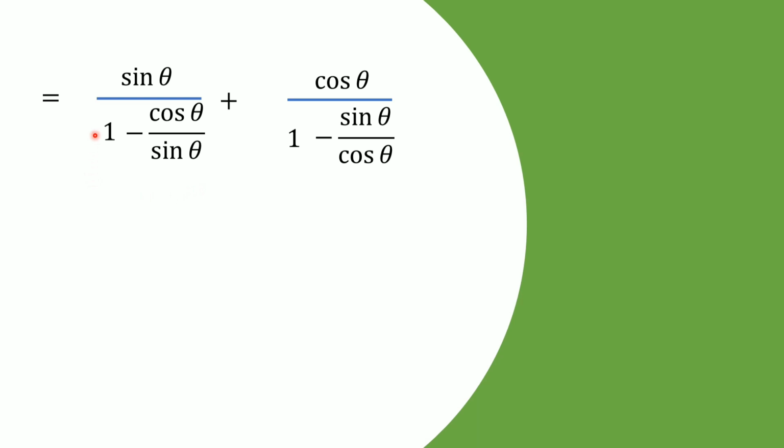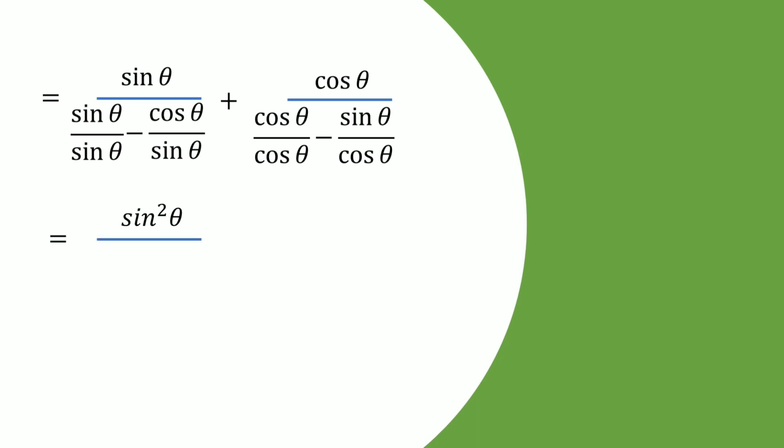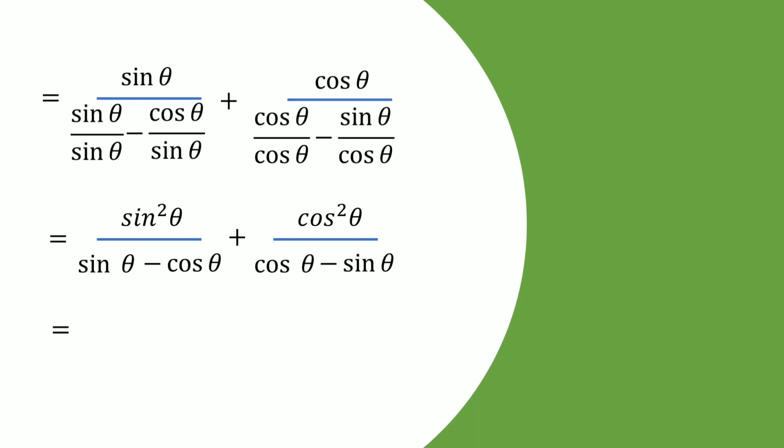Then you have to take the LCM of both these denominators. You have to change 1 into sin theta by sin theta here, and here 1 into cos theta by cos theta. Then this is in the denominator of the denominator. While dividing, it goes to the numerator. So in the next step, sin square theta over sin theta minus cos theta, plus cos square theta over cos theta minus sin theta.